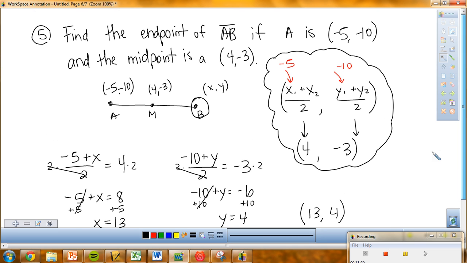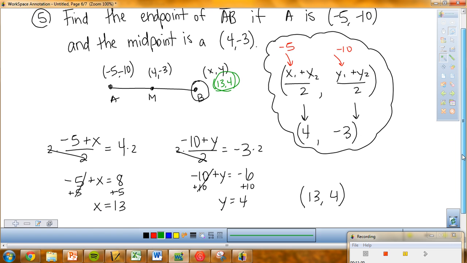So I can go back and kind of check my work. If I'm saying that this is 13, 4, then that should mean that -5 plus 13 is 8. Average that, divided by 2, is 4. That works. I should also be able to average my y. -10 plus 4 is -6. Average it, divide by 2, gives me -3. So this is a missing endpoint.